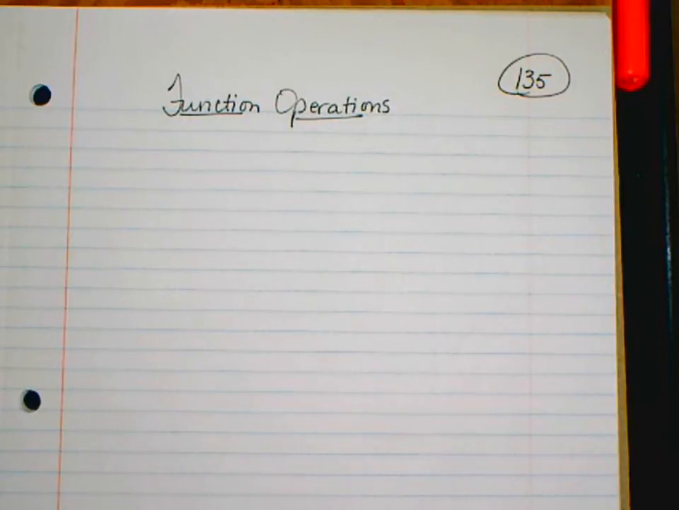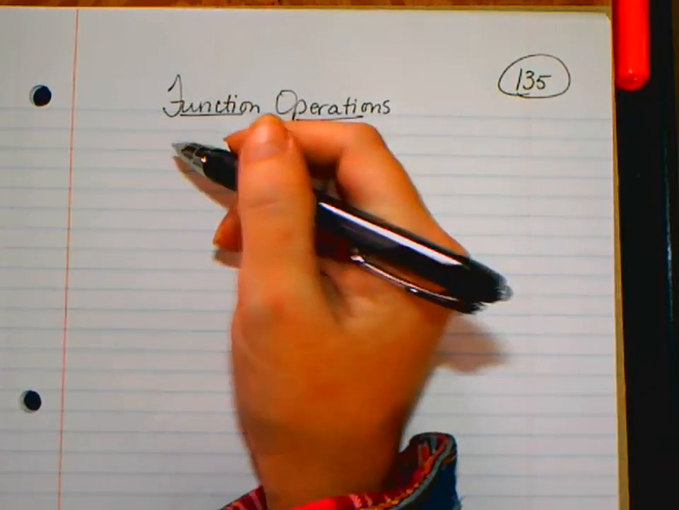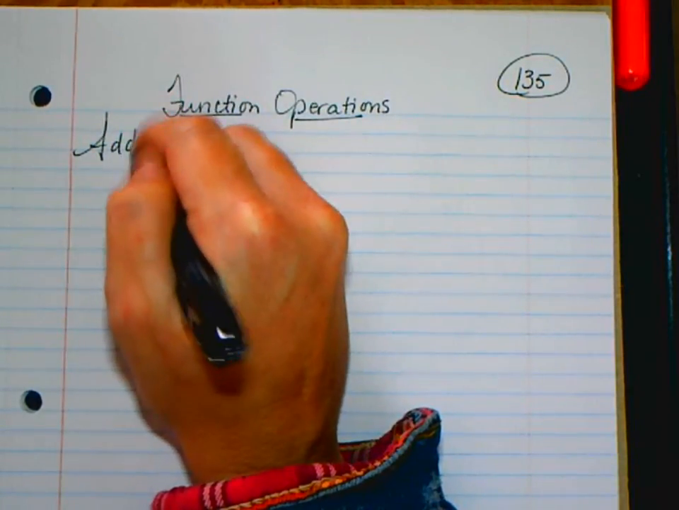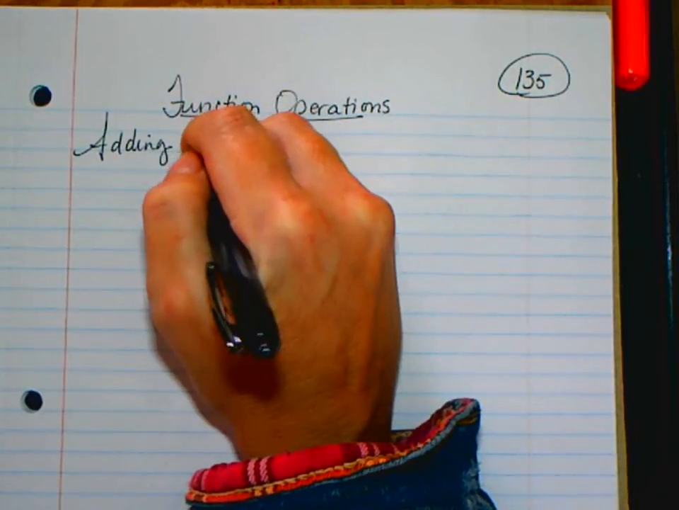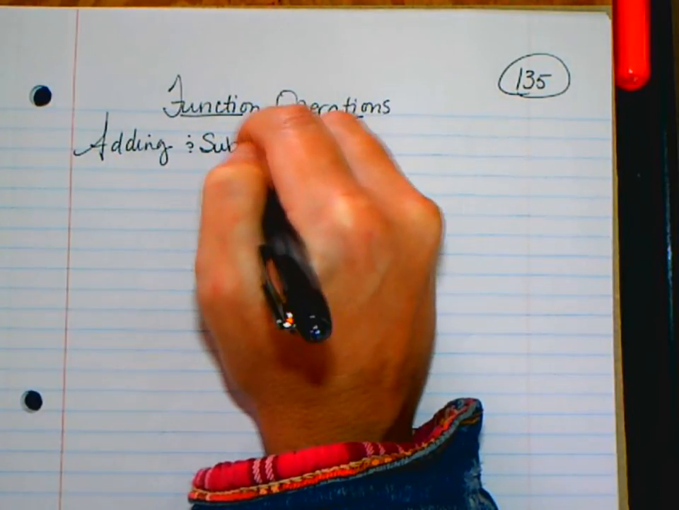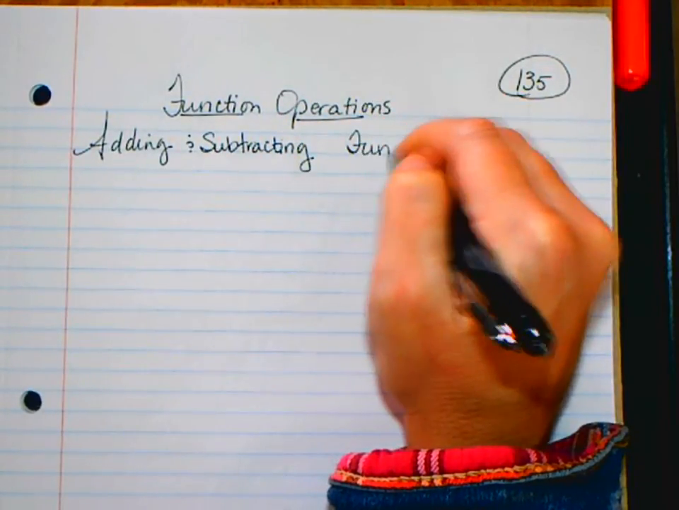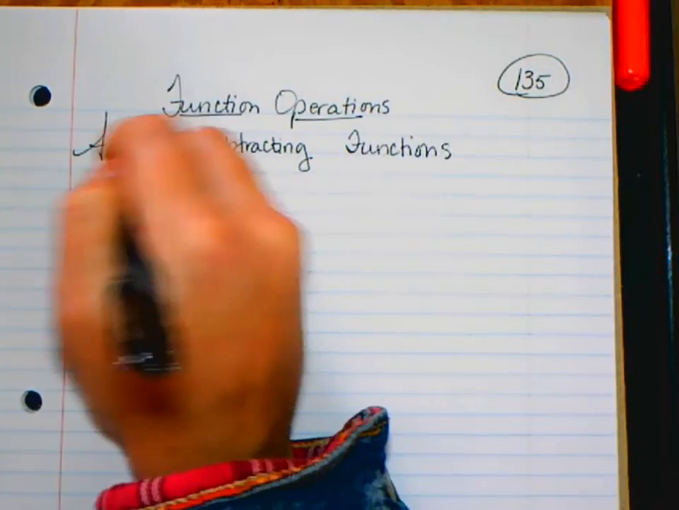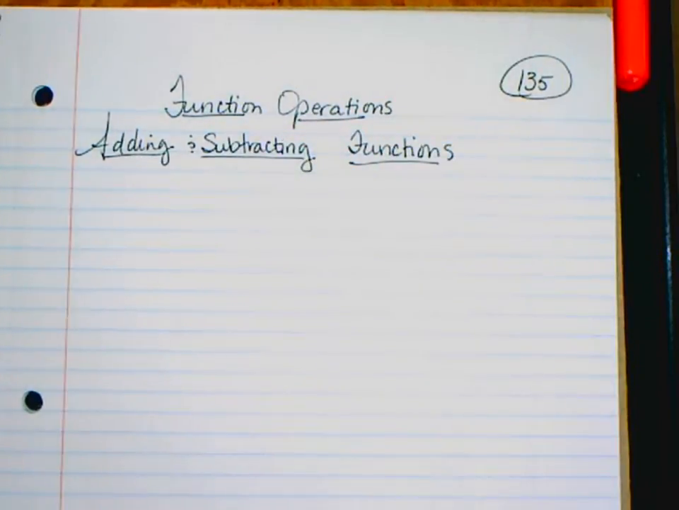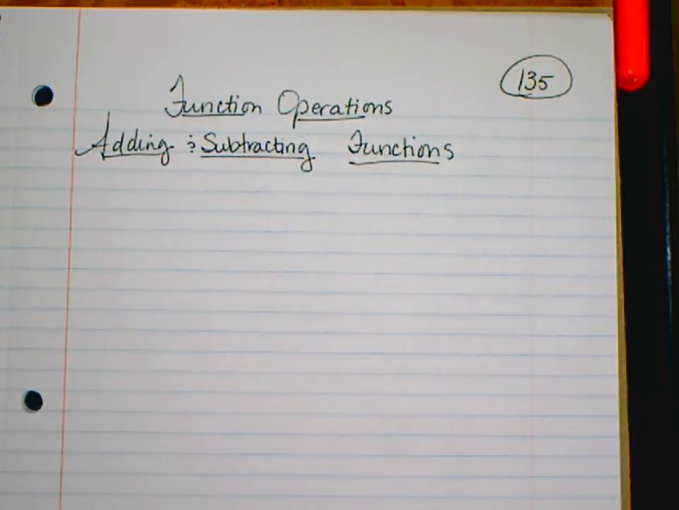All right, page 135, function operations. Today, I'm going to show you how to add and subtract functions and how to multiply and divide functions. Yay. And really, you know how to do it. It's just the notation that it's given to you in. If I didn't show you and you saw it on FSA or something, you may be like, what in the world is that even talking about? But after I show you the notation and what it means, easy peasy. It's going to be easy peasy.